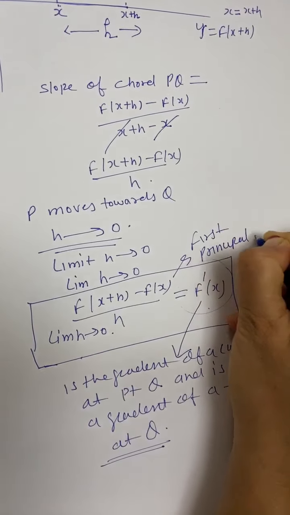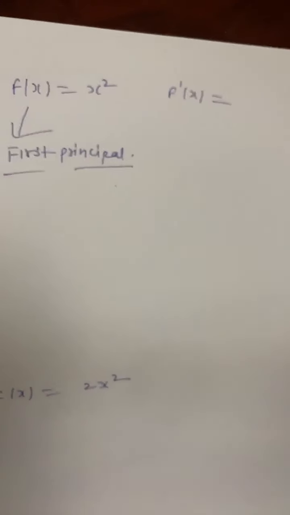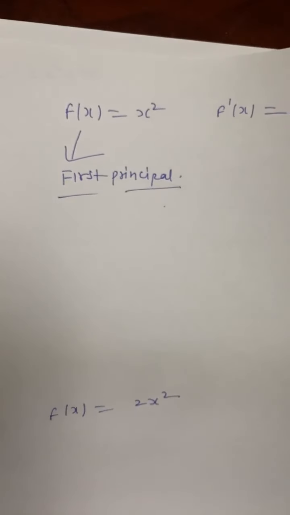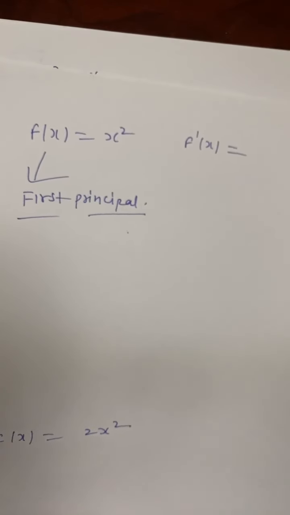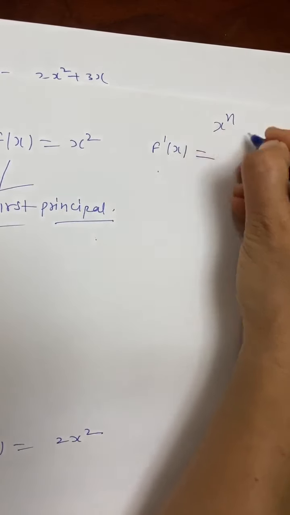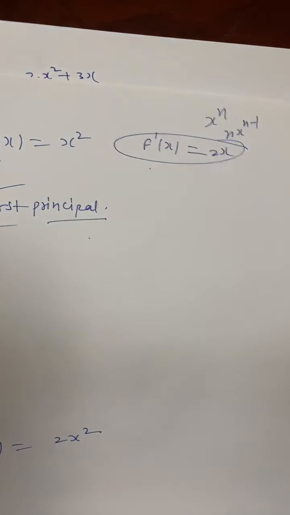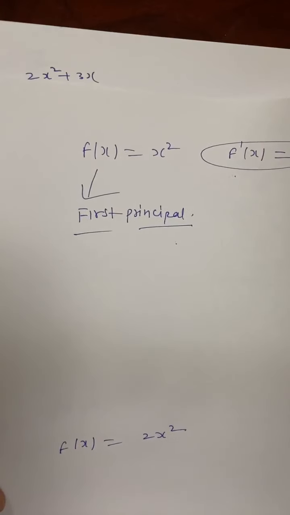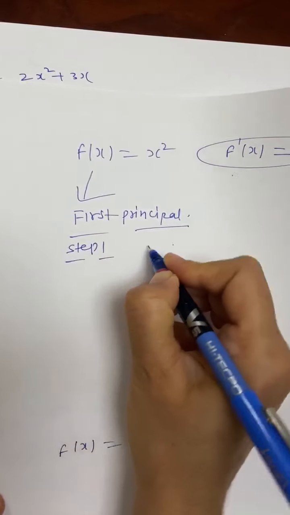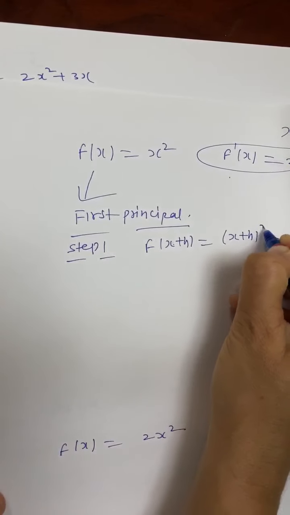Now I'm going to do a few examples so that it will be clear to you how to use the first principle. I'm going to start with y equals x squared, and please be careful to write down the steps carefully. I already know how to find f dash x, right? Remember, for x to the n, the formula is n x to the n minus 1. So we already know this is 2x. Now using first principle, your step number 1 is f of x plus h, which in this case is x plus h whole squared.